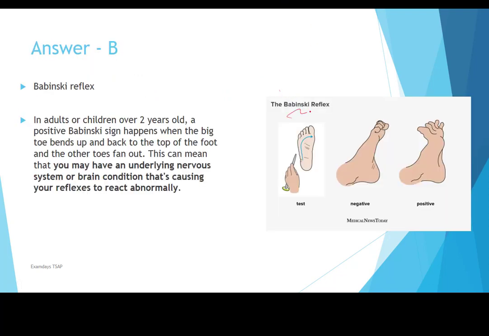Here the image is given for reference. This is the test using an instrument to test this pathway, as is clearly mentioned. This is a negative sign and this is the positive sign. In adults or children over 2 years old, a positive Babinski sign happens when the big toe bends up and back to the top of the foot, and the other toes fan out. This can mean that you may have an underlying nervous system or brain condition that may be causing your reflexes to react abnormally. This is what happens in the Babinski reflex process.